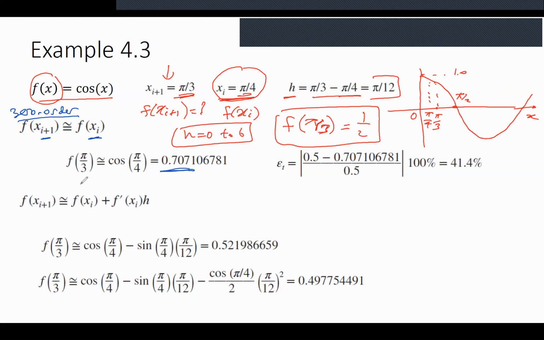So this gives us 0.707. That is x i plus 1, and that is x i. Okay, so here is x i, here is x i plus 1, and the difference is h. So then we can determine the true percent relative error. The true value is here, right? 0.5 minus the approximate value, divided by the true value, which gives us 41.4% error.